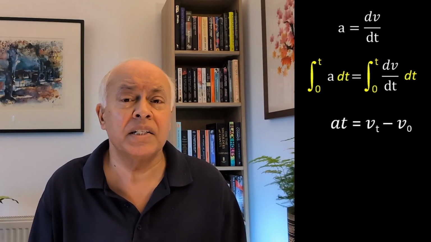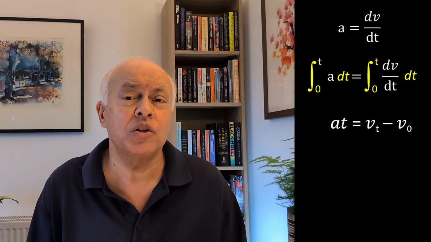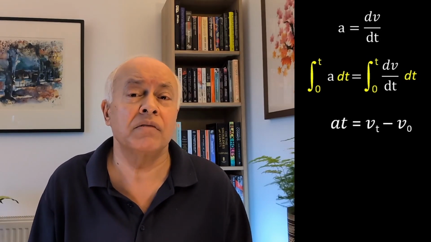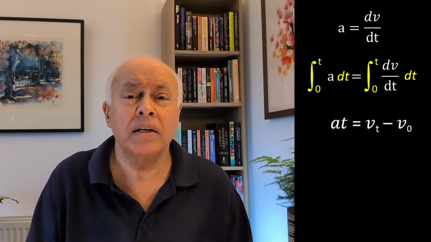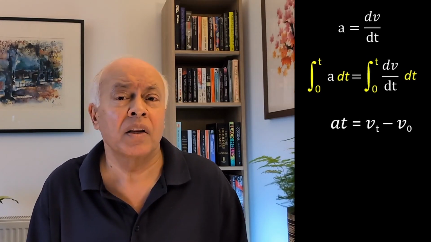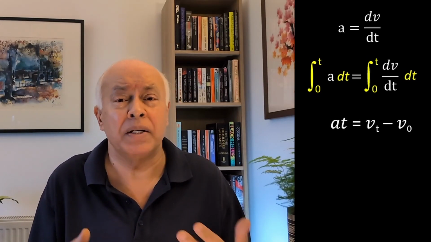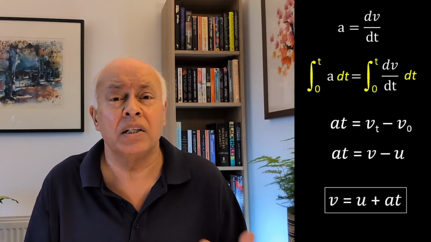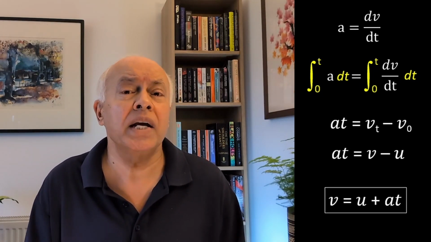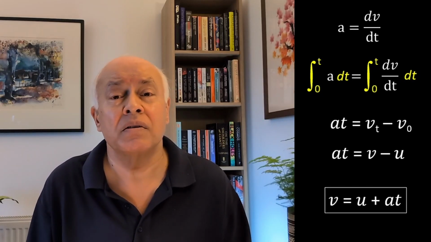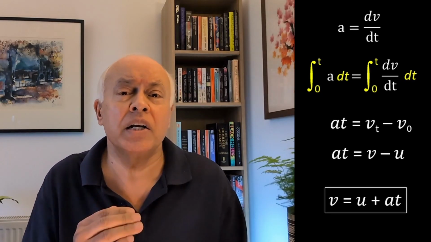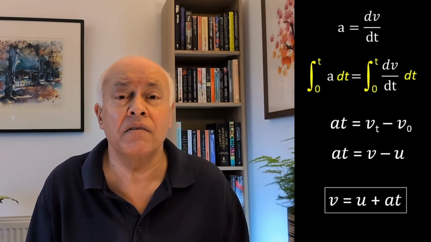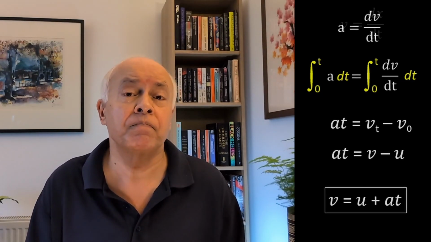On the right side, the dt's cancel, and we're left to integrate dv between times 0 and t, which gives us the velocity at time t minus the velocity at time 0. We can call the velocity at time t as being v, and the velocity at time t equals 0 as the initial velocity, and we'll call that u. So we end up with the expression at equals v minus u, and we can then rearrange this to get v equals u plus at. And this is our first equation of motion.